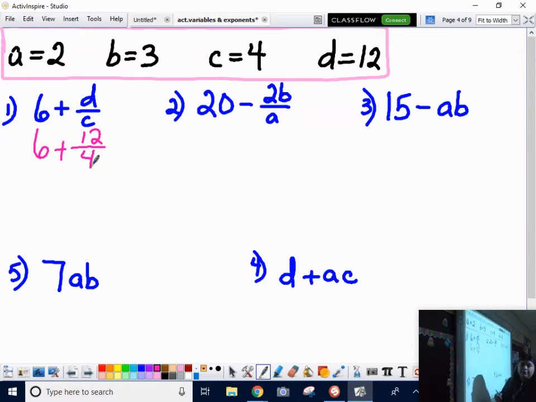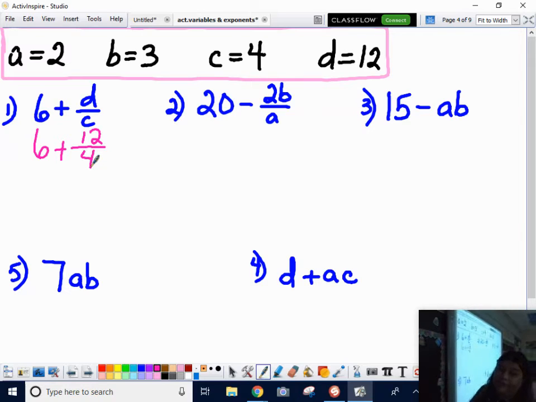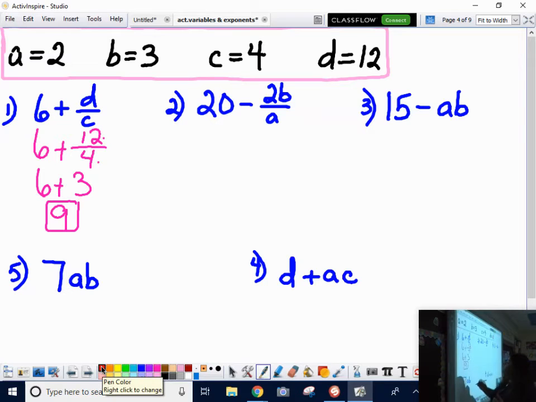Now, following order of operations, what should you do first? You should divide first. Multiplication or division comes before addition. So the 6 plus stays the same. 12 divided by 4 is 3. And then 6 plus 3 is 9. So always follow order of operations: parentheses, exponents, multiplication or division, whichever comes first, and then addition or subtraction, again whichever comes first, from left to right. Okay? Let's try another one.